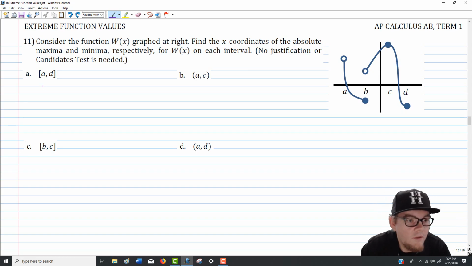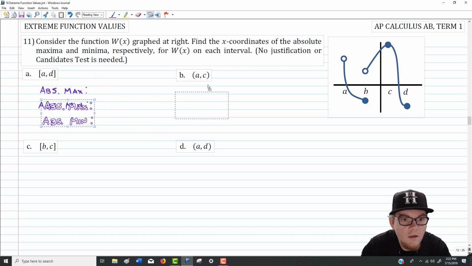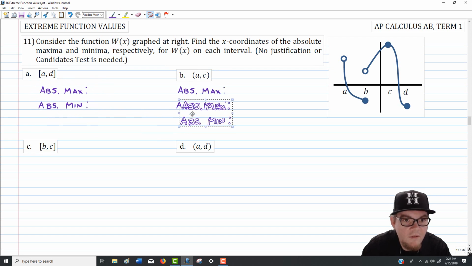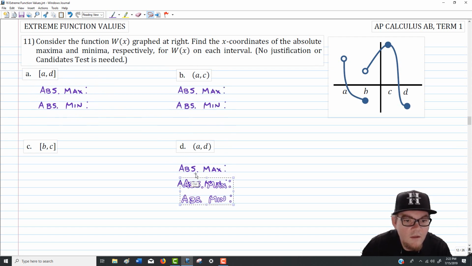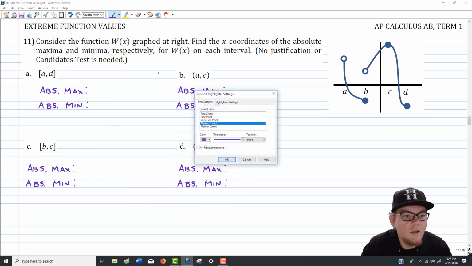So in a sense, what we're looking for here is we just want to know where is the absolute max and where is the absolute min. And for the sake of time saving, I'm going to literally copy this and paste it into each section here. This isn't my favorite question of the assignment. I think it's just a good one to look at. So, boom. Okay, so let's take a look.